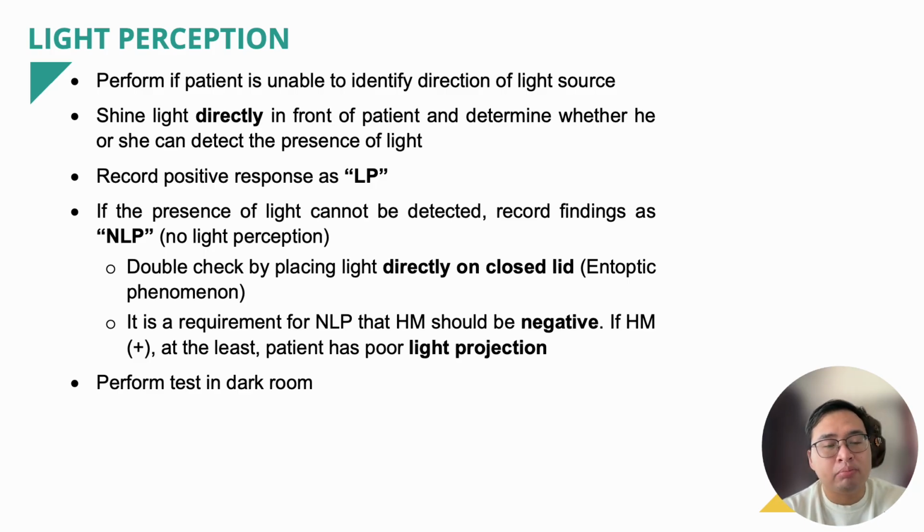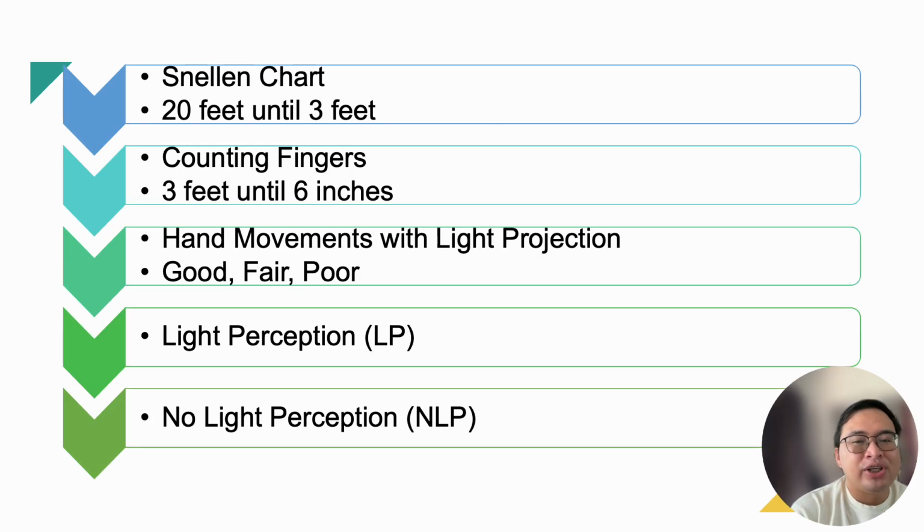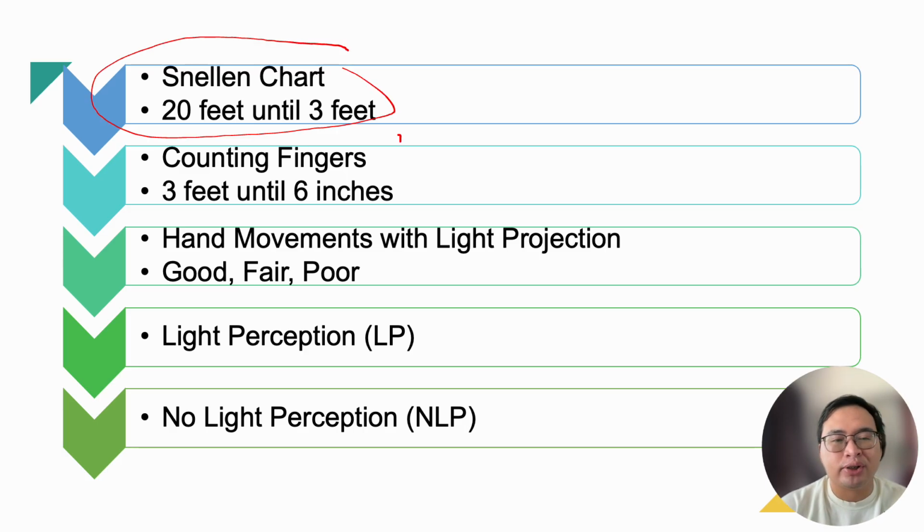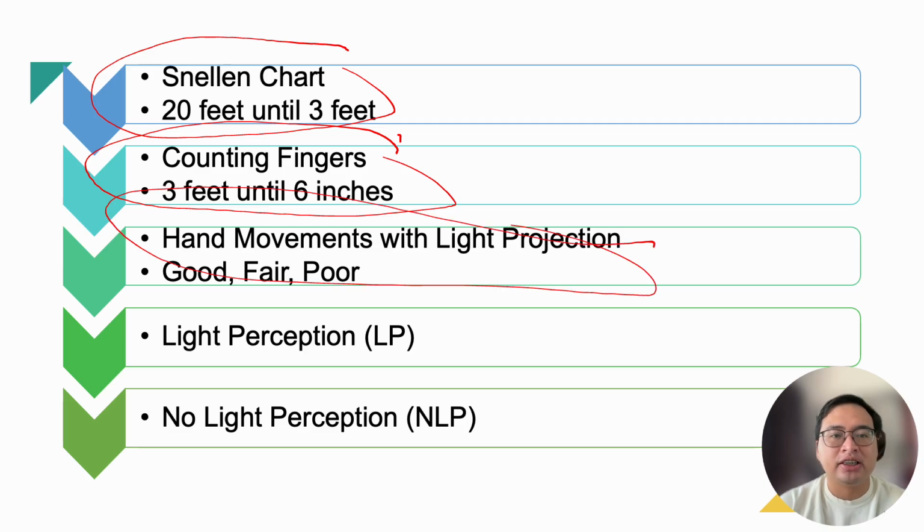And of course, you should be doing this in a dark room. Okay, so to summarize, how do we test distance visual acuity? We have these 5 steps. First, Snellen chart. If the patient is unable to see up to 3 feet, then proceed to counting fingers. If up to 1 foot the patient is unable to see, then proceed to hand movement with light projection. If the patient is still unable to see at that point, then you could proceed to light perception or no light perception.